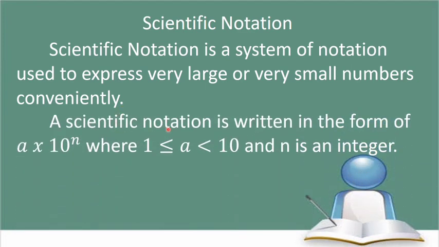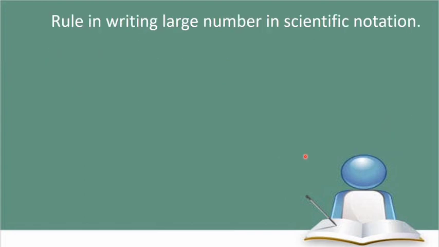A scientific notation is written in the form of a times 10 raised to n, where a is greater than or equal to 1 but less than 10, and n is an integer. Now, let us discuss the rule in writing large numbers in scientific notation.